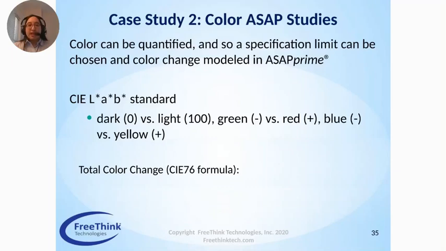In practice, any of the metrics that quantitate color can work with this approach. It looks like it's not displaying properly, but usually what we see is that when color change occurs, there are changes in two or more of these axes. So we calculate total color change using the CIE 76 formula. This is called delta E star, and it's just a metric that measures the change in each of these axes versus a control sample.